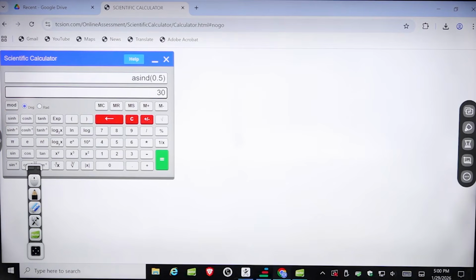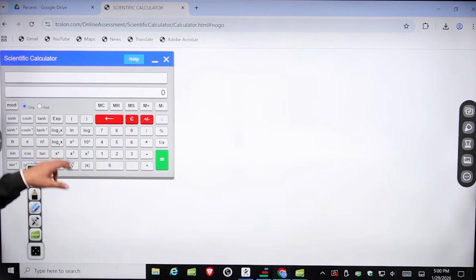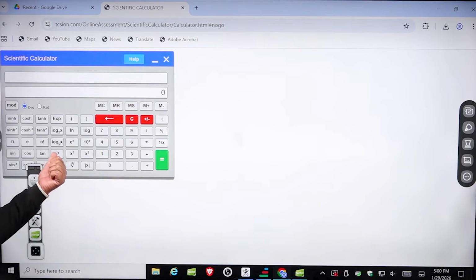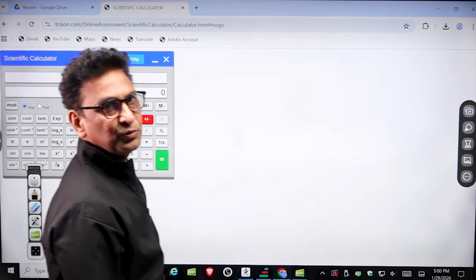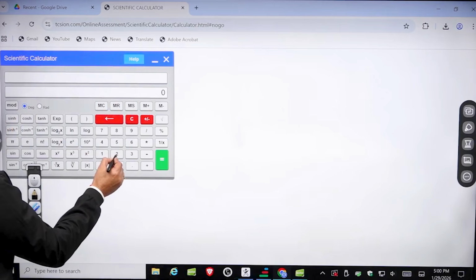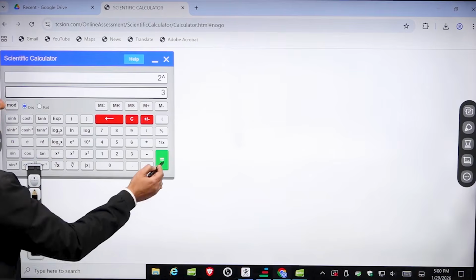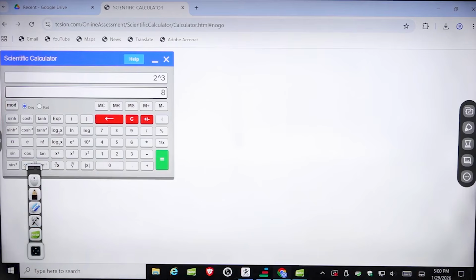Clear? Now, come to the power function. X raised to the y. X and y. You have to put two inputs. First variable is x, second variable is y. Suppose we want 2 raised to the power 3. So first number that you will press here will be the x only. 2 raised to the power 3. Now put this x raised to the power. Now 3. 2 raised to the power 3 becomes 8.